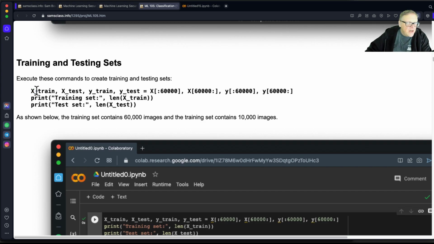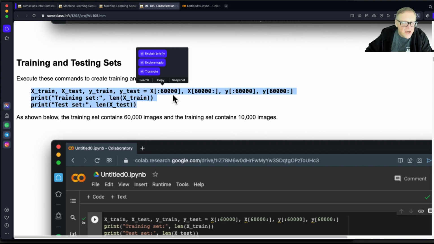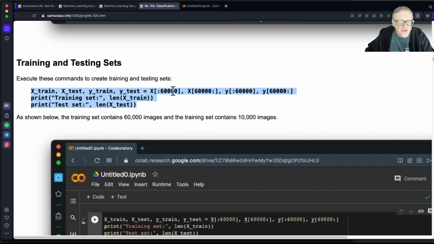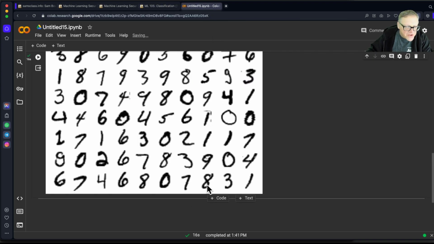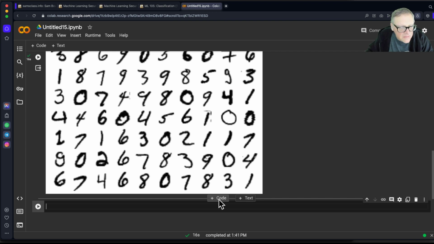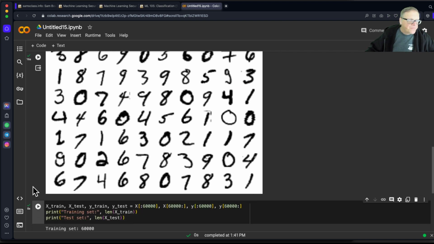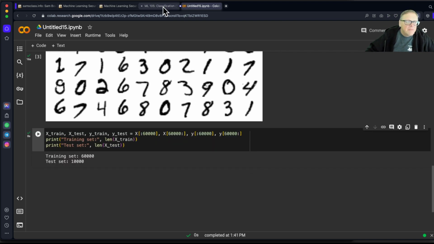So now we've split it into training and testing sets. We'll take the first 60,000 as the training set, and then the remainder, which I think is 10,000, will be the test set. So there you go. Okay.